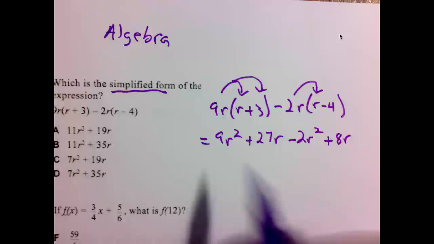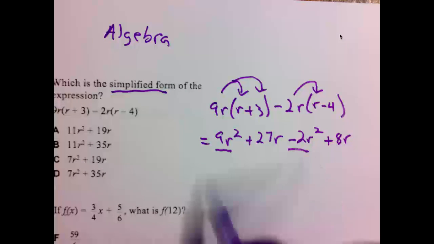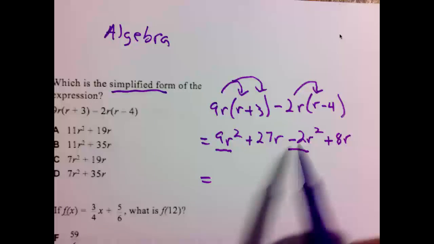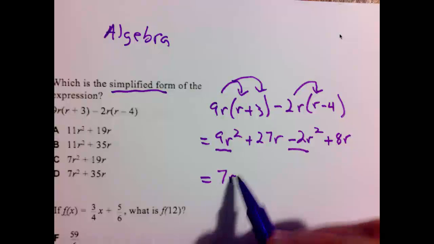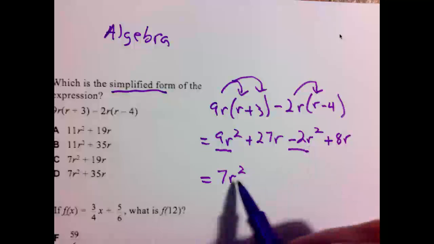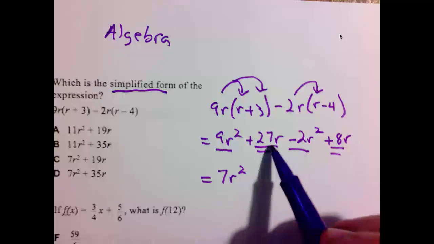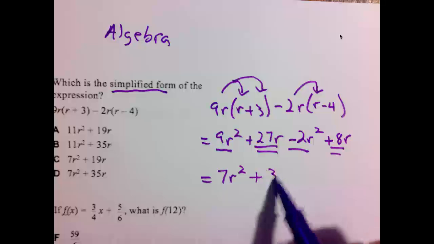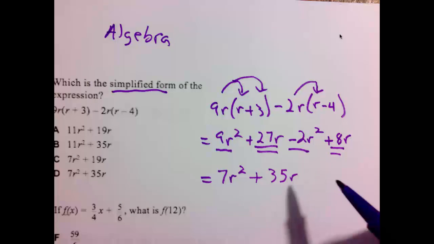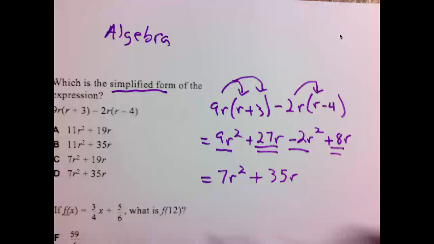Lastly, we will combine like terms. R squared is like r squared. 9 minus 2 is a 7, r squared. It has to be the same and it stays the same. 27r is like 8r. 27 plus 8 is a 35r. And number 1, therefore, is D.